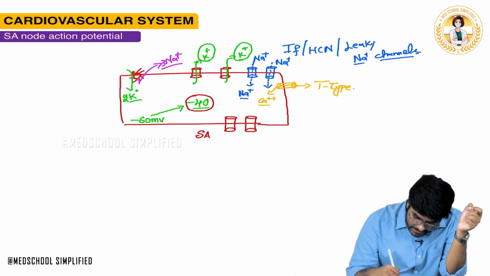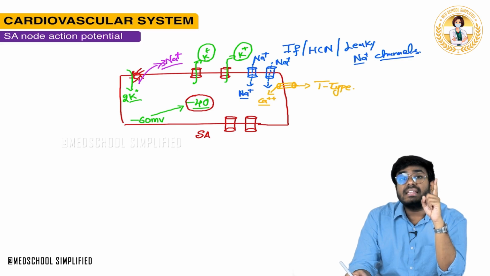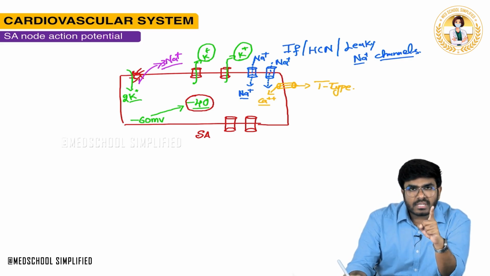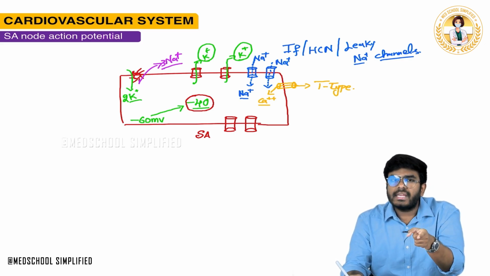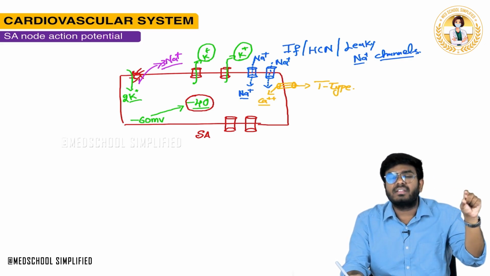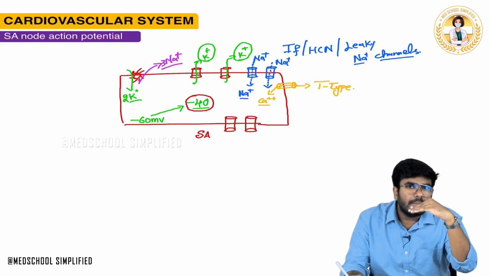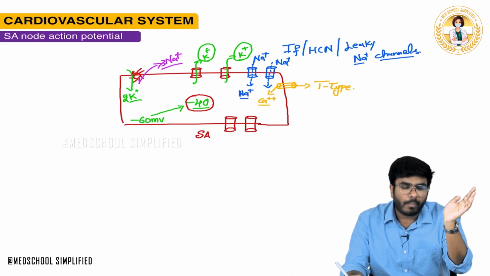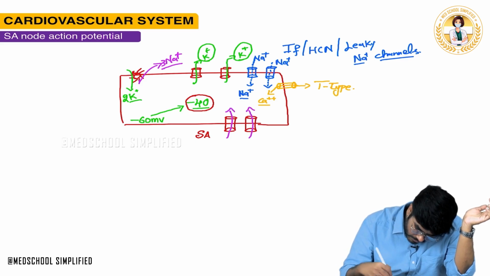These channels are called voltage gated calcium channels. These calcium channels are sensitive to what? They are sensitive to voltage. Which voltage? The voltage inside the cell, the voltage inside the SA node. Whenever minus 40 is attained, immediately these calcium channels are going to open, which will cause entry of calcium into the cell. Let me show the calcium with yellow color.